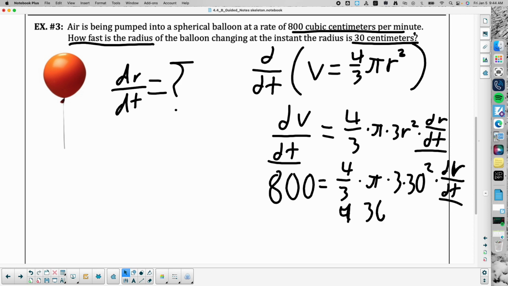Did anybody else already do it? Okay. My brain doesn't always work right. It's got the right intentions, but it doesn't always work right. So 800 divided by 3,600 pi.